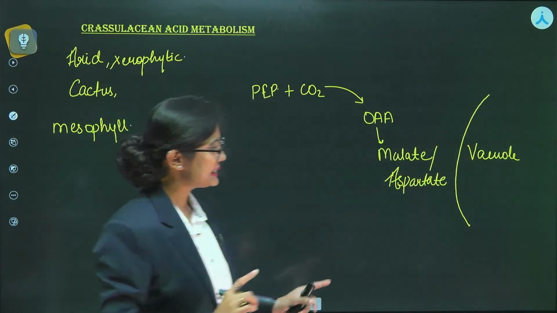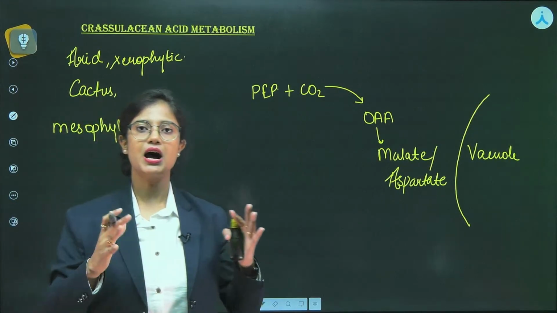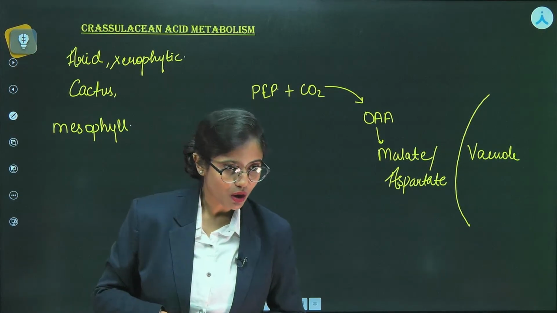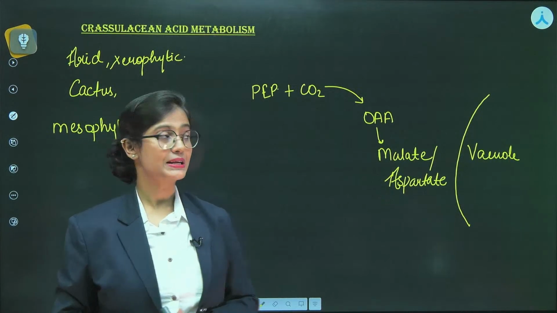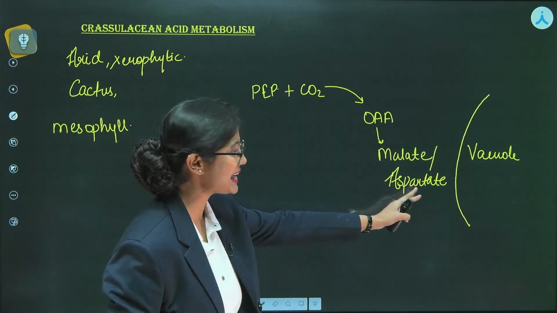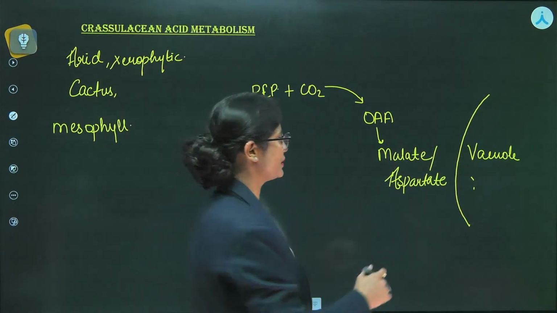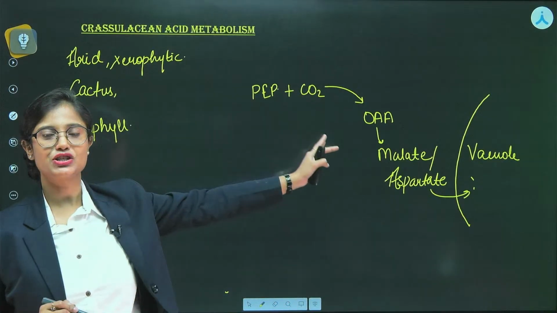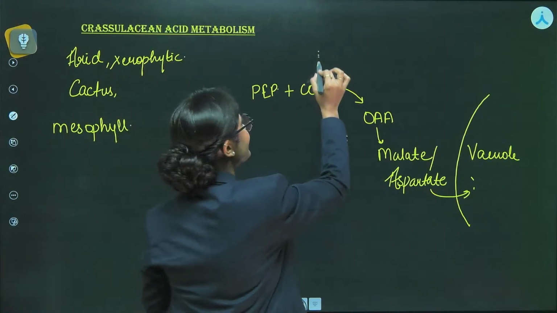I've told you initially कि कैम में क्या एनाटॉमिकल डिफरेंस है, इसमें लार्ज साइज ऑफ मीसोफिल सेल्स और लार्ज साइज ऑफ वैक्यूल प्रेजेंट होते हैं. तो यहाँ पे जो भी एसिडिक कंपाउंड बना वो जाके सेव हो गया हमारे वैक्यूल में, राइट. And this fixation of carbon dioxide is taking place during the night time.